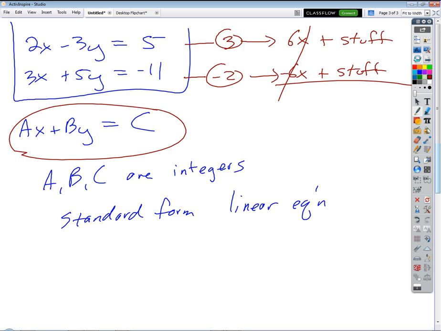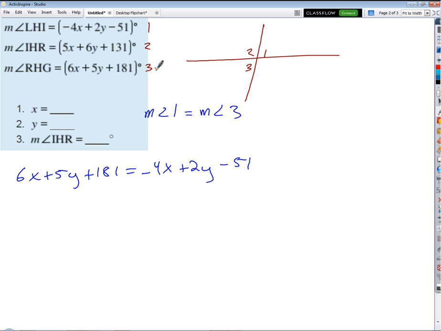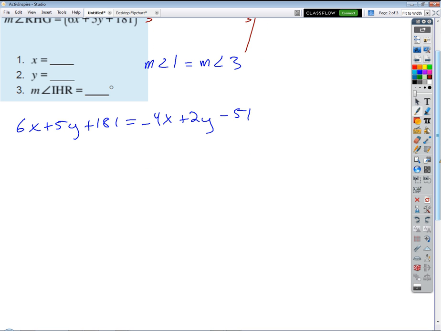So going back to the problem we're working on now, let's get it like that. Let's get this equation that we took by setting angle 1 and angle 3 equal to each other, and turn that into standard form. It's not difficult. We want to get the variables on the left, and the number on the right. So what are we going to do? Add 4x to both sides, to get the x's off of the right side. What else? Subtract 2y, to get the y's off of the right side.